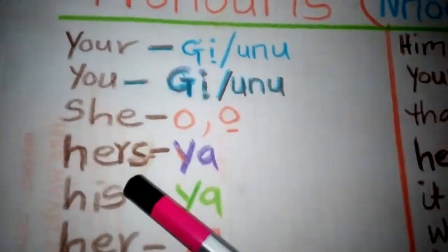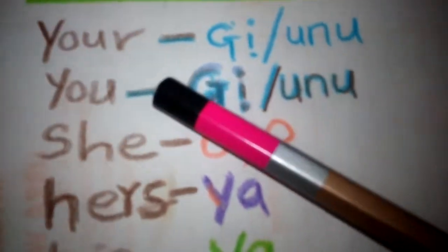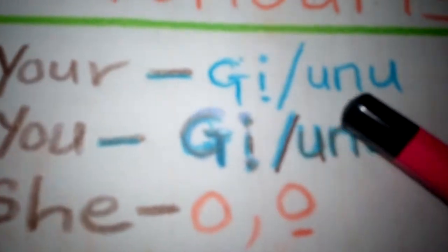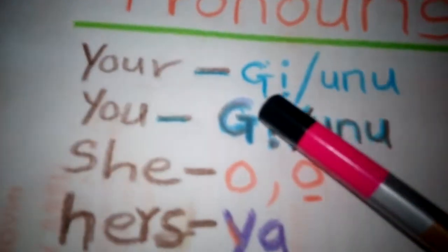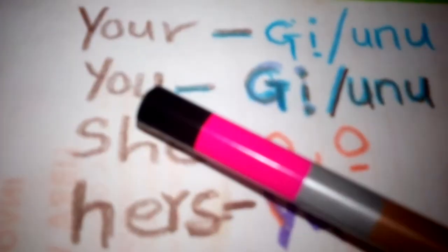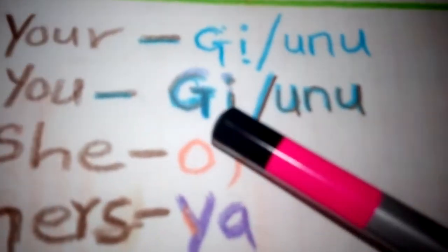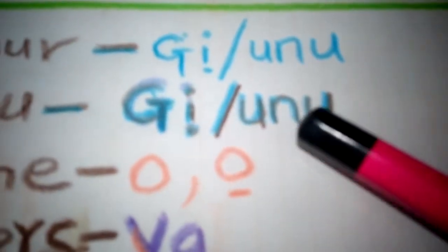Okay, so let me mention the translation in the Igbo language. You are is gi or unu. Gi is singular, one person, and unu is plural, more than one person. The same thing here, you can be used as gi, one person, or unu if more than one person.